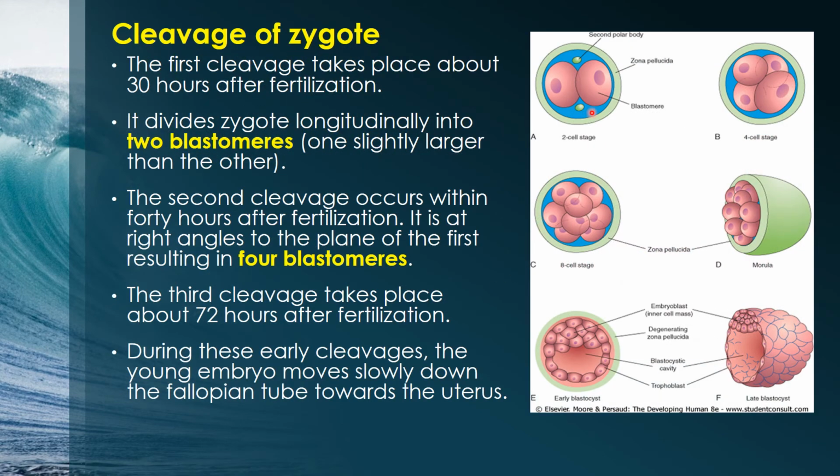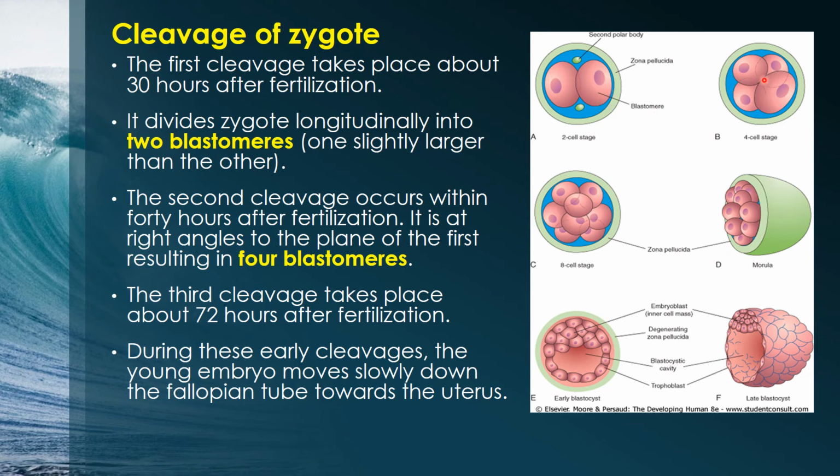You can see here also in detail that the first cleavage takes place about 30 hours after the fertilization, and it divides longitudinally into the two blastomeres. Now each blastomere is a pluripotent cell, and they are capable of forming the embryo. So the one is slightly larger than the other.